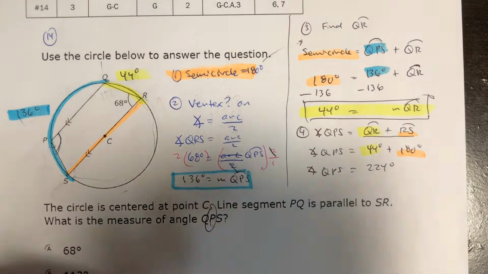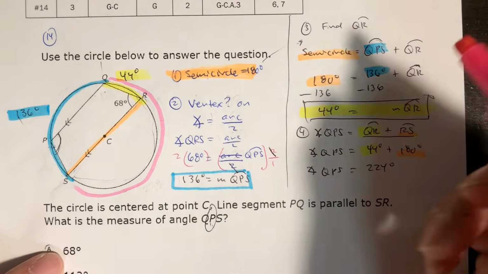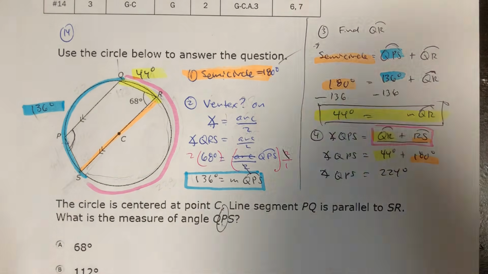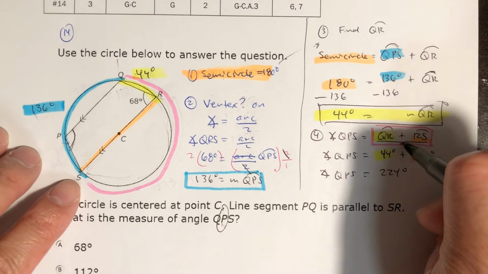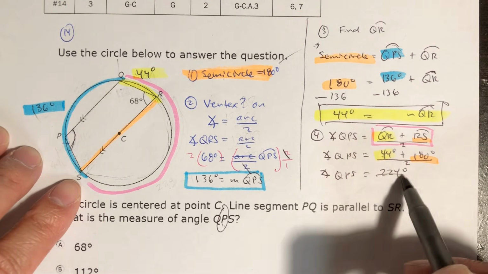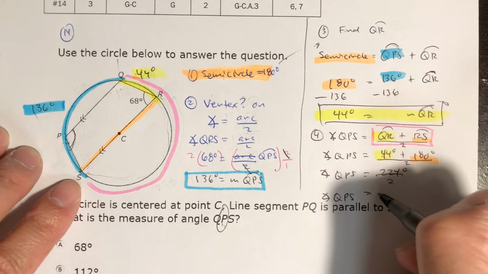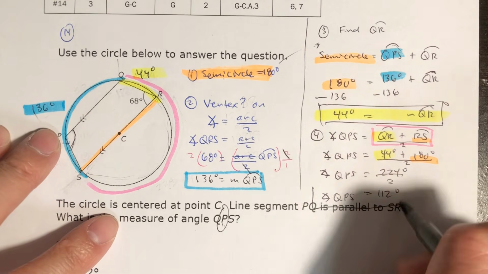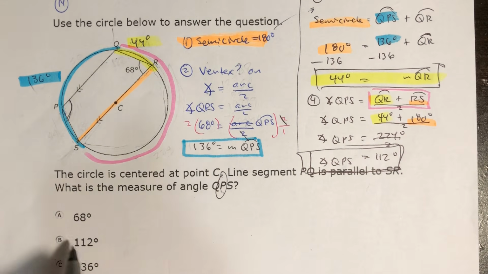Let me try to color code that. So I'm trying to find this whole arc in pink. That's what the numerator is. So the equation is the arc in pink divided by 2. So that would be 44 plus 180 divided by 2. So 224 divided by 2. Angle QPS is 112 degrees. And that is choice B.